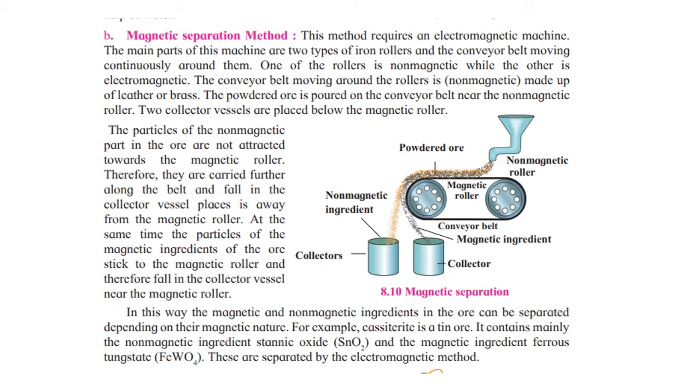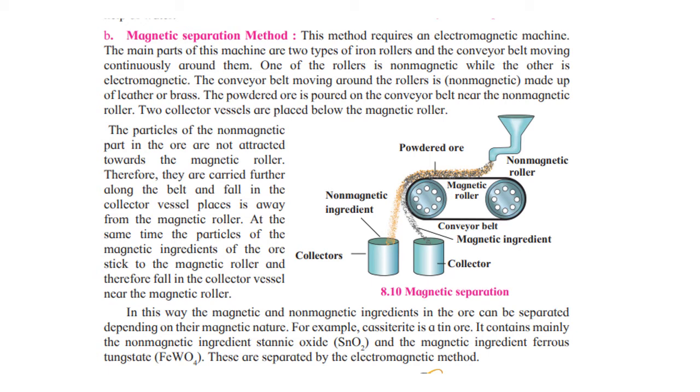Now what happens is, if you see, you have a magnetic part and a non-magnetic one. Then you have a covering, that is the conveyor belt. From the top you put the powdered ore, and as the powdered ore falls down, the particles of the non-magnetic part in the ore do not get attracted towards the magnetic roller. So they get carried away further and fall in the collecting vessel which is away from the magnetic roller. While the particles which are magnetic stick to the magnetic roller and come closer to the collector vessel near the magnetic roller.